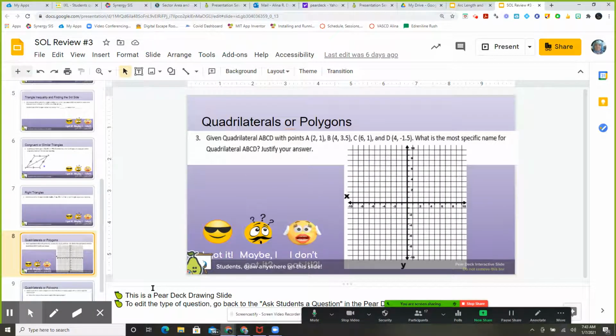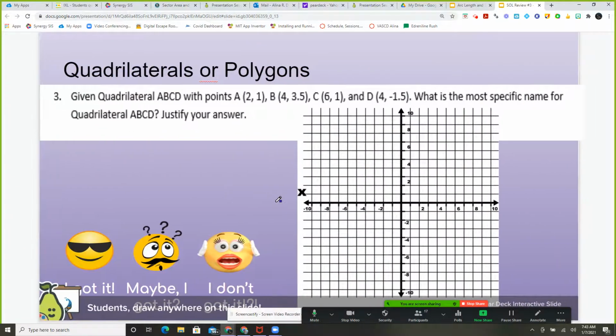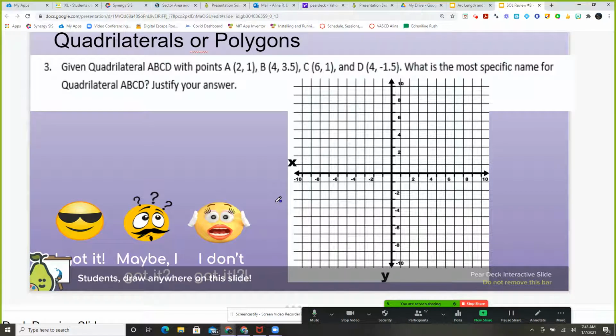Number 8 is what I call a time-sucking question. You have to really just brain dump everything you know onto it. So if I plot these points, I'm trying to see what kind of quadrilateral this is. I want the most specific name. So if I plot those points, 1, 2, 1, that's A, and then 4, 1, 2, 3, 4, and then 1, 2, 3 and a half, and then 6 and 1 and 4 and negative 1 and a half, 4 and 1 and a half.